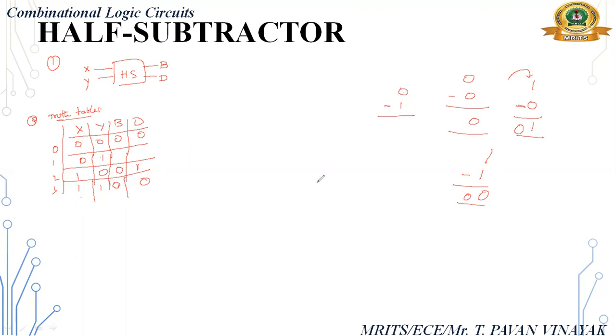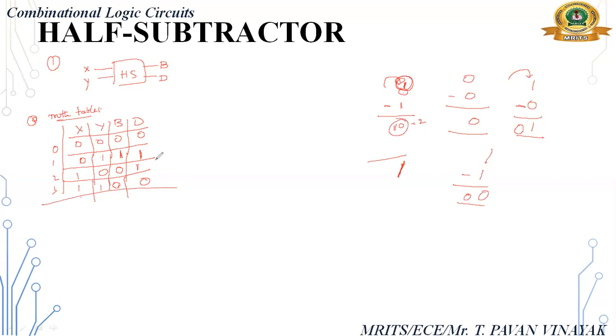0 minus 1. See, observe. 0 minus 1 means you have to take a borrow from here. That borrow must be 1. If 1 only, that is possible; 0 means not possible, right? So 1 0 means it is 2. 2 minus 1 is 1, so the output difference is 1. You take borrow 1 here, so borrow is also 1.